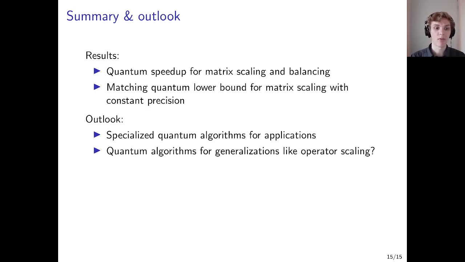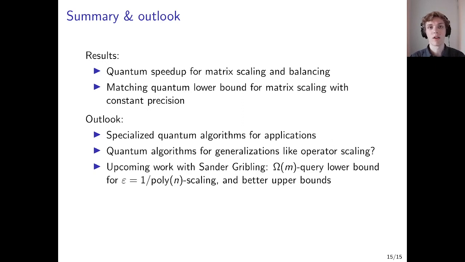And lastly, on the side of improving these results, we have an upcoming work with Sander Gribling, where we show that a query lower bound of omega of m should hold in the 1 over poly n scaling regime. And we've also proved some better upper bounds.